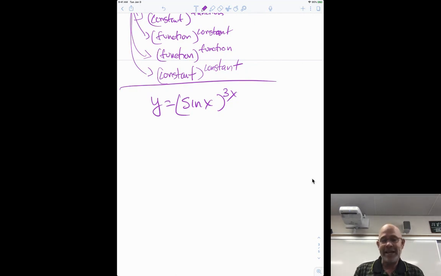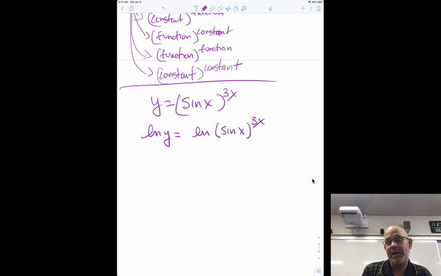So the process is, the issue here is these don't meet any of my rules. Okay, it's not a power rule. It's not an exponential rule. So I have to do something else. I'm going to take the natural log of both sides. Hence why it's called logarithmic differentiation.